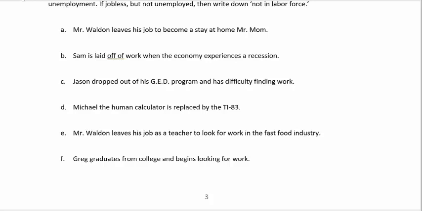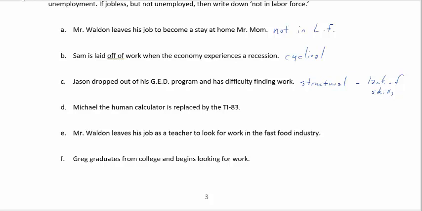If I leave my job to become a stay-at-home mom, guess what? I am not unemployed. I'm not part of the labor force in that situation because I'm not looking for a job. What about when Sam is laid off when the economy experiences a recession? Well, Sam would be unemployed and it would be cyclical unemployment, because the economy caused it, the recession. Jason drops out of his GED program. That's going to be structural unemployment, because he has a lack of skills because of his education.